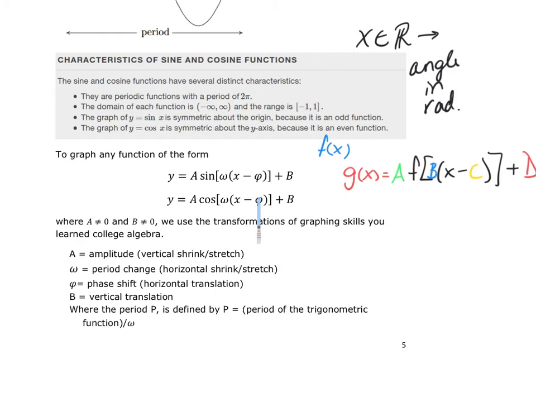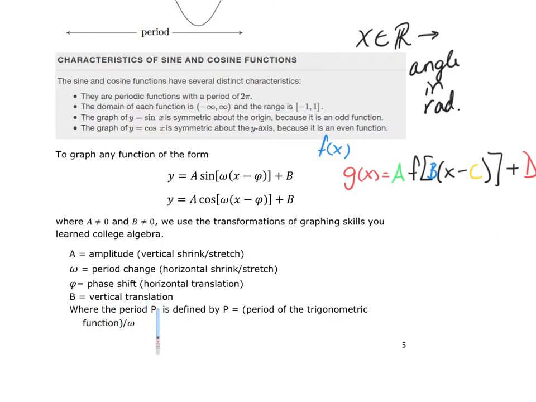Our phase shift, which is phi, that's this. We would call it c before, but now we're calling it phi. That's called a phase shift, and we're moving it just left and right. And this d, which we would have called d in Precalc 1, is our vertical translation up or down.